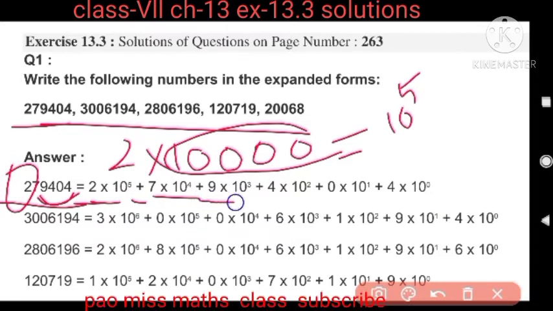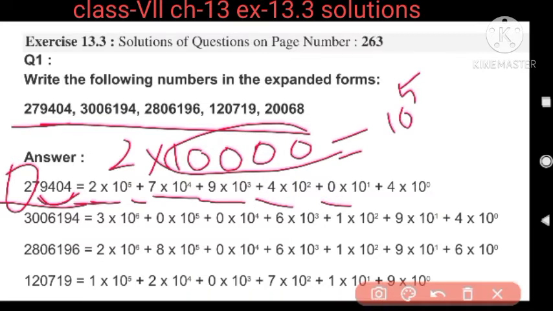9. So 9 multiply with, after 9 how many digits are left? 3 digits. So what you will write? 9 multiply 10 to the power 3, then plus 4. After 4 how many more digits are there? 2 more digits. So you will write 4 multiply with 10 to the power 2. The next digit is what? 0. So 0 also we have to write, isn't it? So 0 multiply with what? After 0 how many digits? 1 digit is there. That means 0 multiply 10 to the power 1.